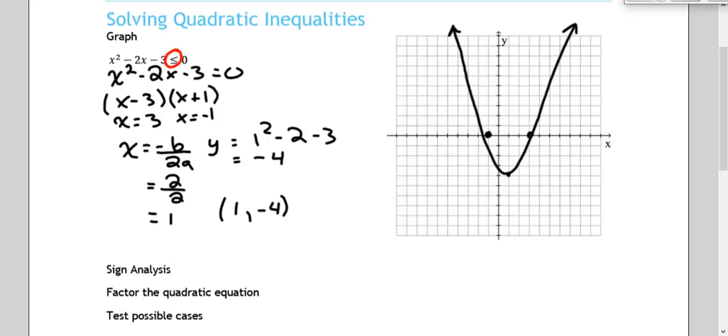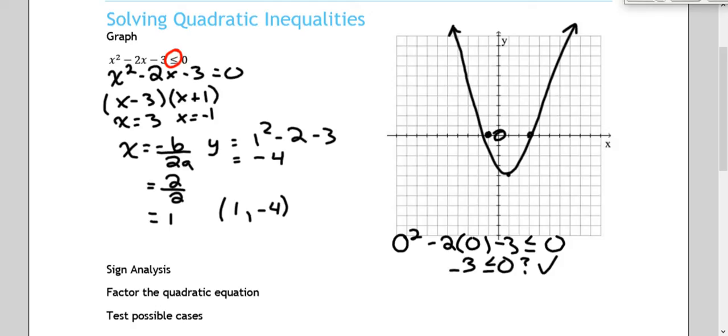And then we need to choose a test point. You can choose 0, 0 in this case because it's not on the graph line that we're using. So that would be 0 squared minus 2 multiplied by 0 minus 3 less than or equal to 0. So 0 minus 0 minus 3. Is -3 less than or equal to 0? It is. So then what you would do is color the inside of this graph.